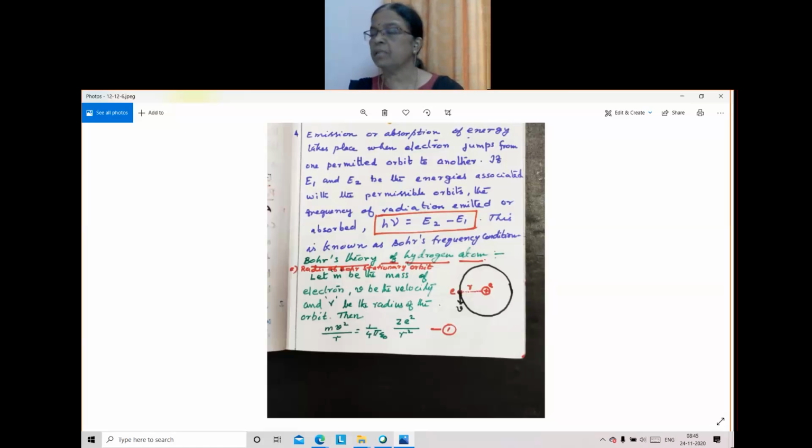Adil Krishna, what is 1 by 4 pi epsilon 0 Z e square by r square? Electrostatic force. Is it a force of attraction or repulsion? Attraction, between proton and electron. Very good. The centripetal force is provided by the electrostatic force of attraction between the nucleus and the electron.